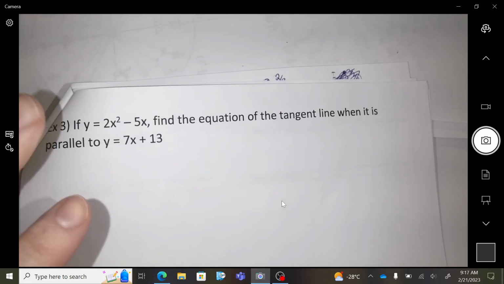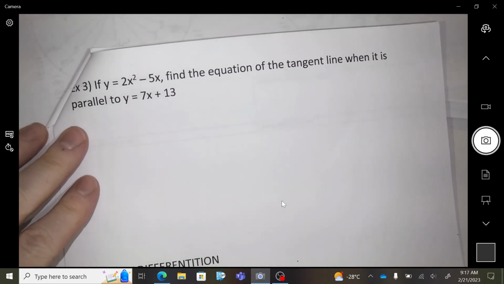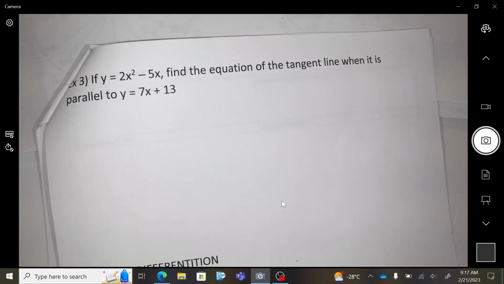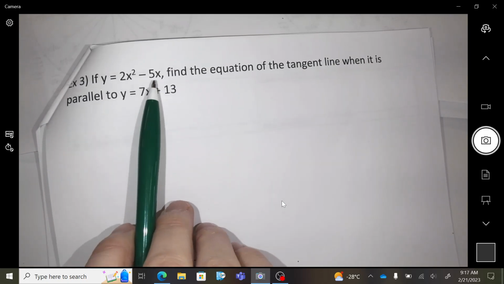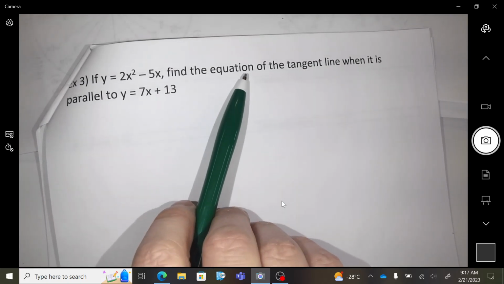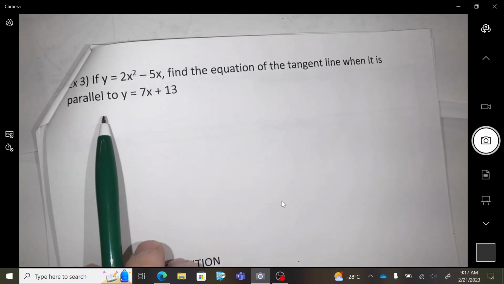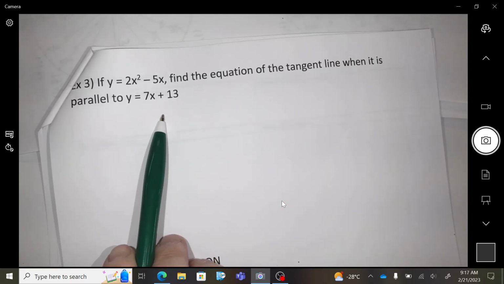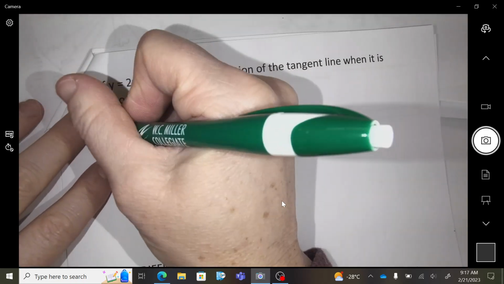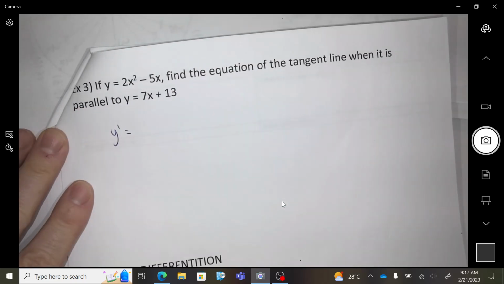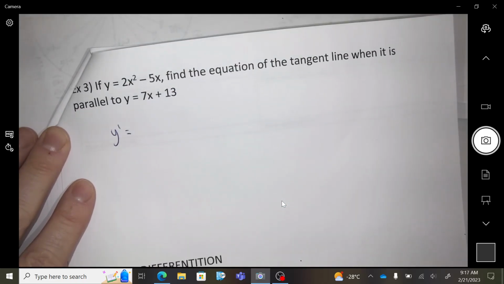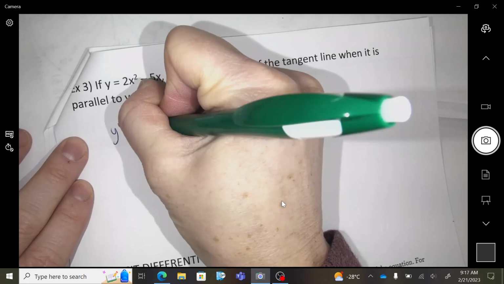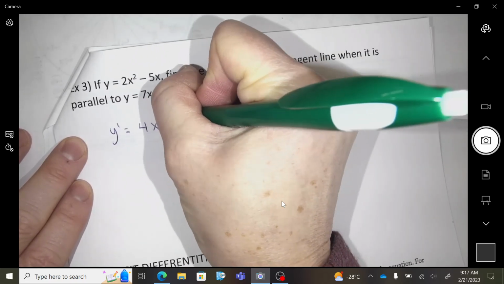Okay, and then on the third question, we'll throw another curveball at you. So this time, I know the equation, but it says find the equation when the tangent line is parallel to this other random line. So somewhere else there's another line, and I want to be parallel to that line. Okay, so I'm going to first derive again. So 2x squared becomes 4x minus 5.